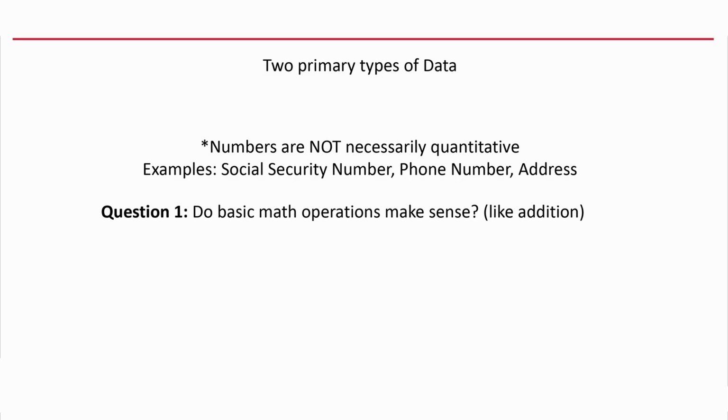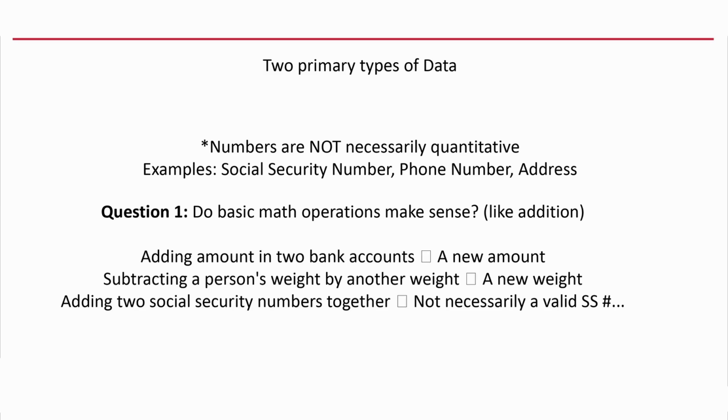That is, we can't do math operations on those numbers. If I take your social security number and I add it to my social security number, you will not get another social security number that makes sense. Same thing with our phone numbers and our addresses. If my phone number starts with a 6 and yours starts with a 3, it doesn't make sense to say that mine is twice as big as yours is.